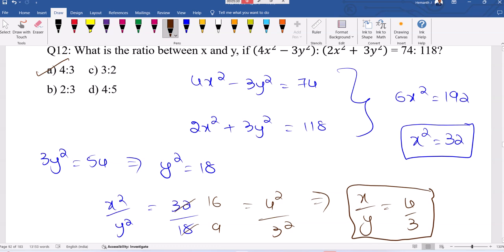See this? I took 74 and 118, or you can take 740 and 1180, or some people call it K. Okay, you take K, nothing will be disturbed. This will also be in terms of K. That K will get cancelled in the process. It will be the same, no problem. 4:3.